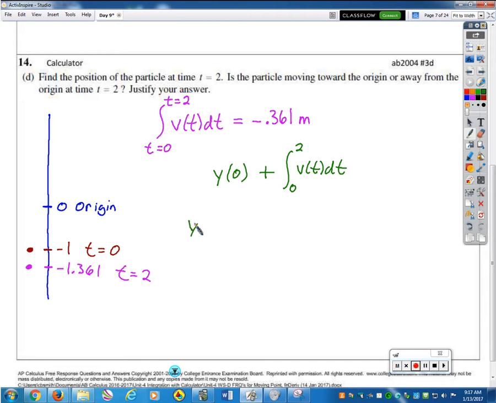We are calculating the position of the particle at time 2. So at time 0, the particle was at -1. The integral tells us by what amount that position becomes something different. Because the position is becoming more negative, that's why we know the position at time 2 is -1.361. Two tickets for Sarah. It's perfect.